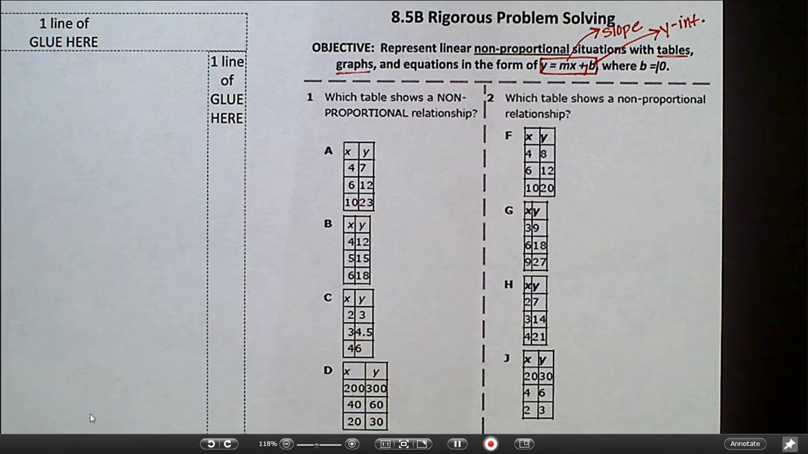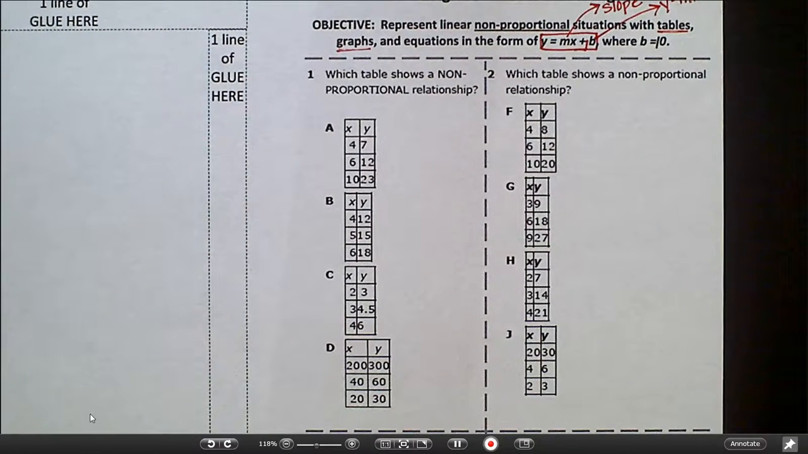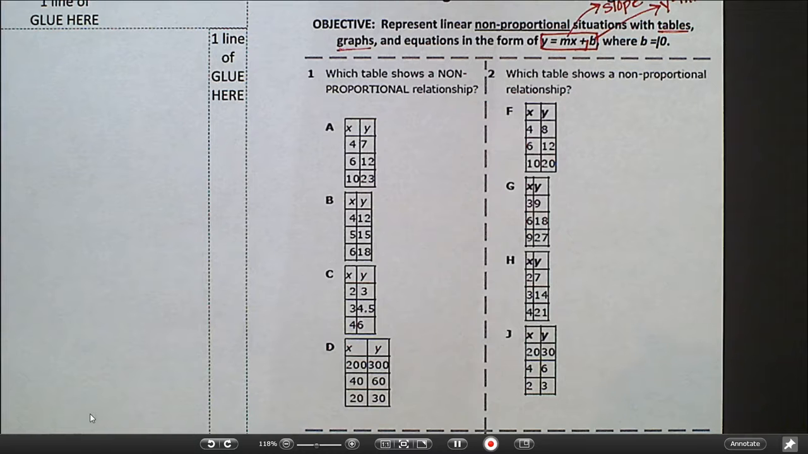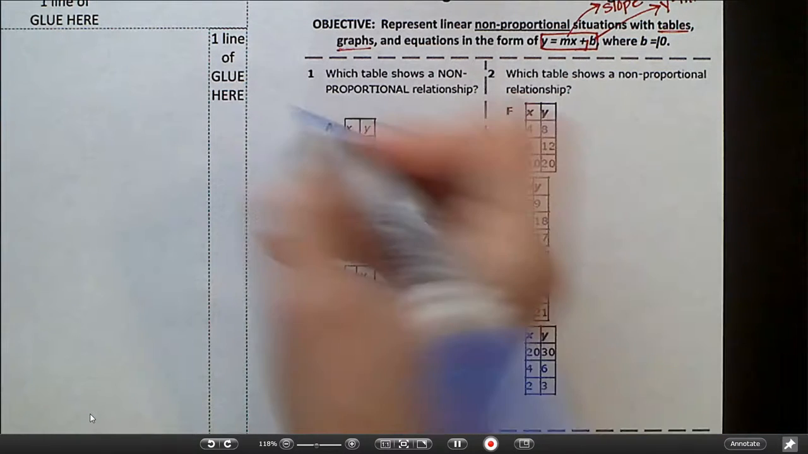So we need to look at number 1 together, just to review, and I think you've actually seen this exact problem before, or maybe one very similar to it. It says, which table shows a non-proportional relationship? So all we need to do is test each of the 4 tables, and remember, I want you to prove your answer, don't just guess. In order to do that, you need to prove to me which one is not a proportional relationship. Let's do this one together.